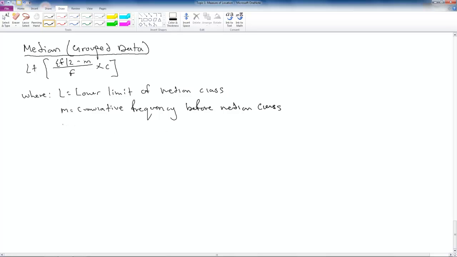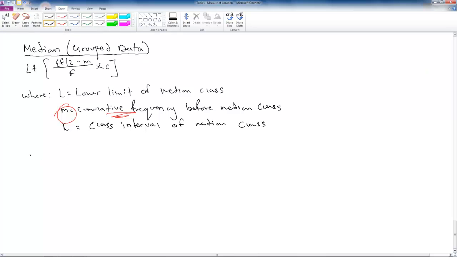and then we have C, which is the class interval of the median class. Of course F is the frequency here, as usual. Now here we have one more new thing, which is the M. We have to calculate the cumulative frequency.